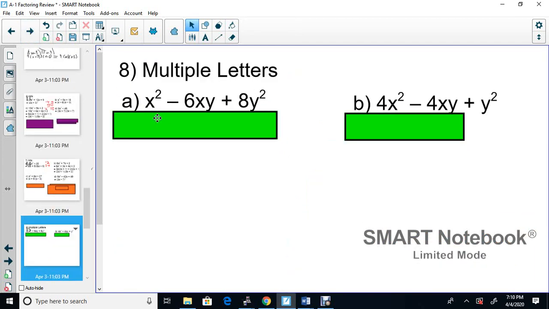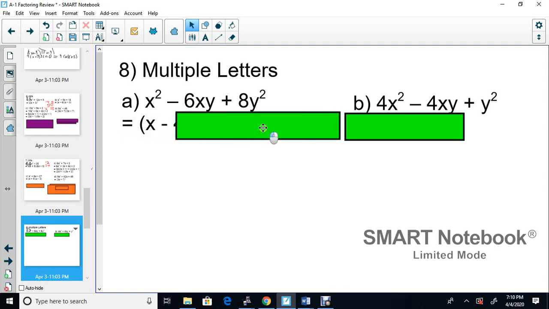Okay, what happens with multiple letters? So let's take a look. So this one here is a sum and product. If you didn't notice, there's a 1 in the front and an 8 there. It's a sum and product. So we have to find two numbers that multiply to give you 8 and add to give you -6. So two numbers, -2 times -4 is 8. So we're going to put those numbers in.